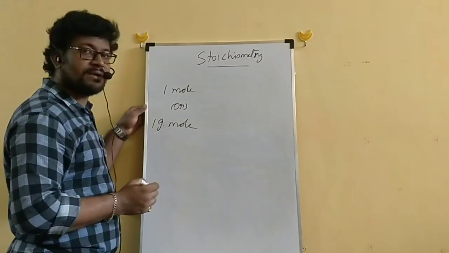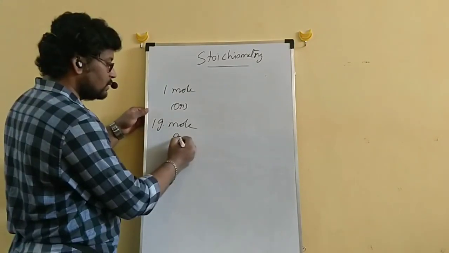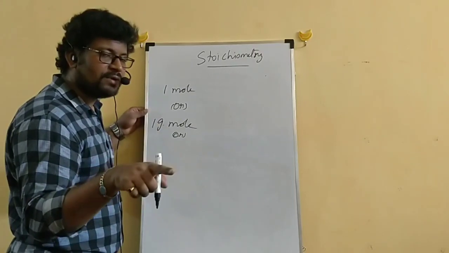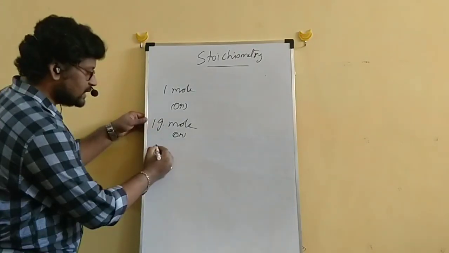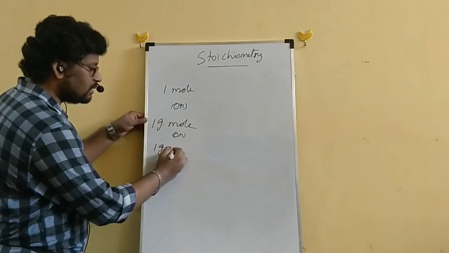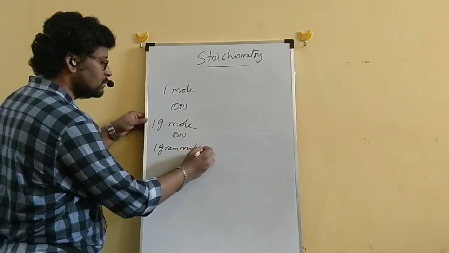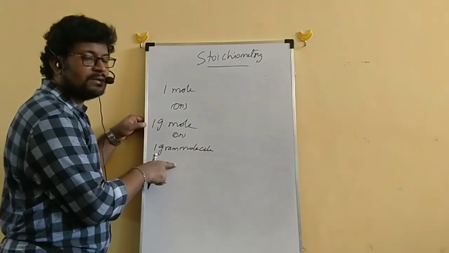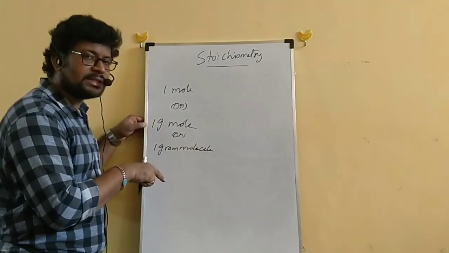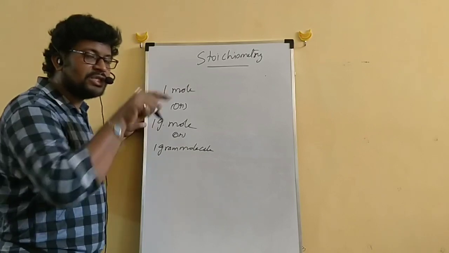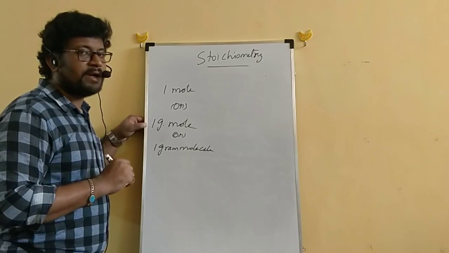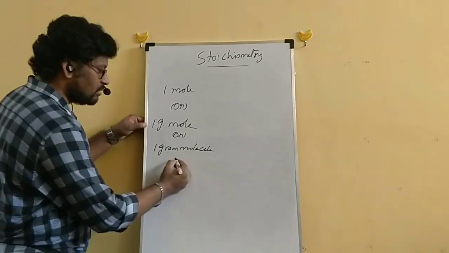1 mole is also called 1 gram mole. If you take 1 mole of molecules, that is called 1 gram molecule. 1 gram molecule contains 6.023 × 10^23 molecules.